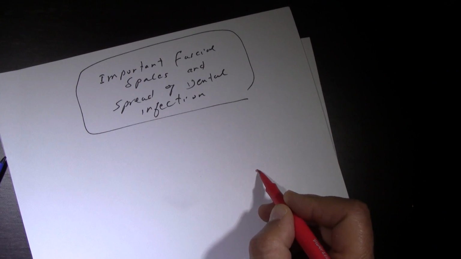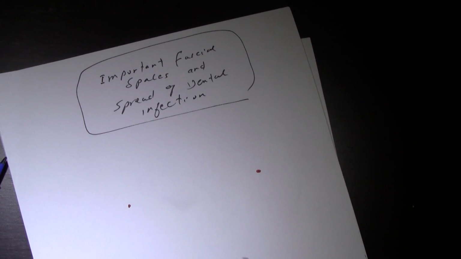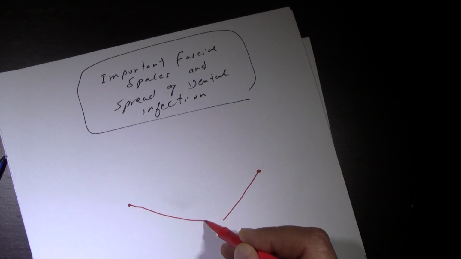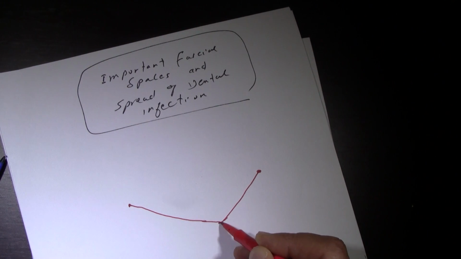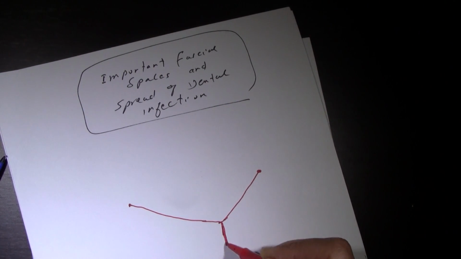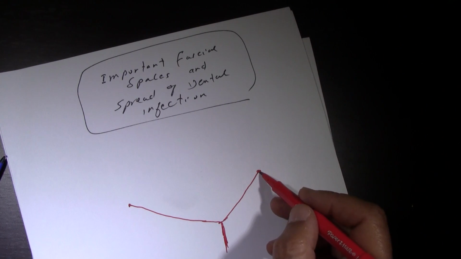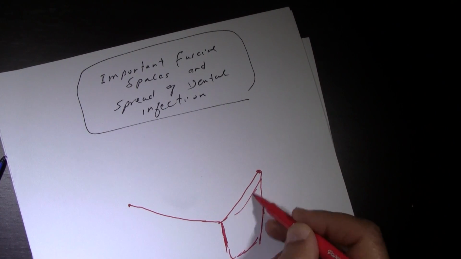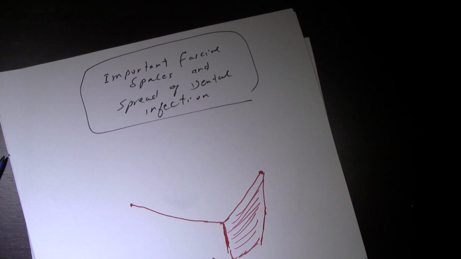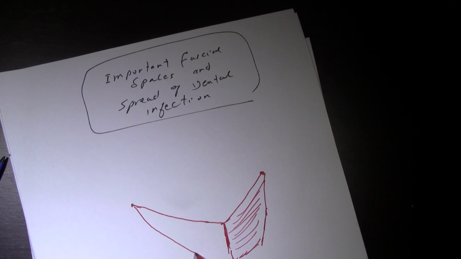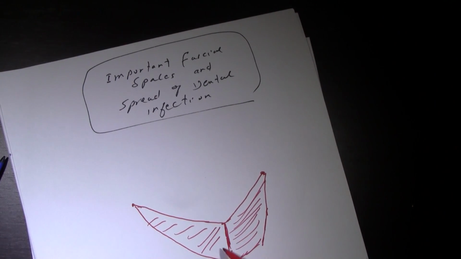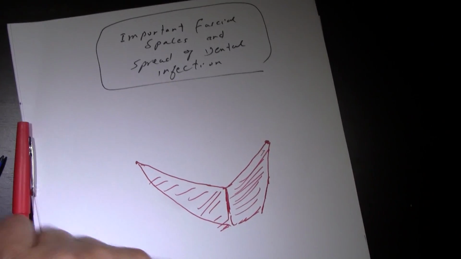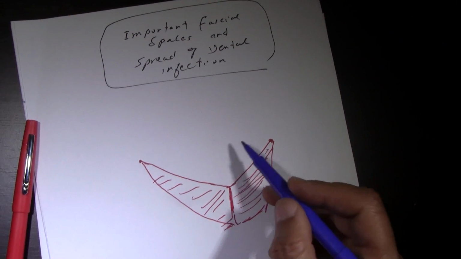mylohyoid muscle. This is the mylohyoid line, correct? And you have two mylohyoid muscles that meet in the midline and attach to the hyoid bone. And they form the floor of the mouth cavity, correct? So this is the mylohyoid muscle. So the mylohyoid muscle splits the oral cavity in two spaces.